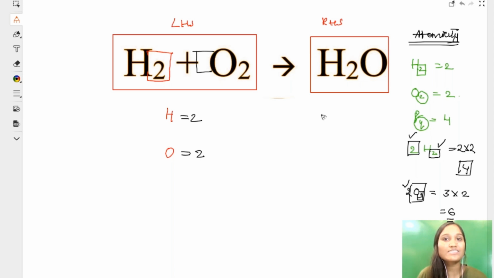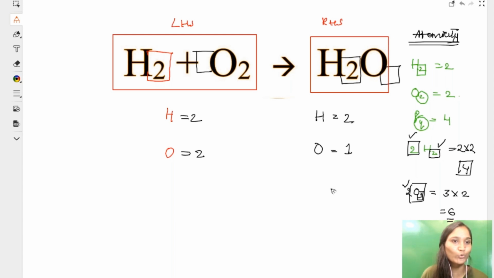Now, on the right hand side, again hydrogens and oxygen. How many hydrogens? 2 hydrogens. And how many oxygens? What if there is no number at the subscript? If there is no number, take it as unity, 1, the basic mathematical rule, right?